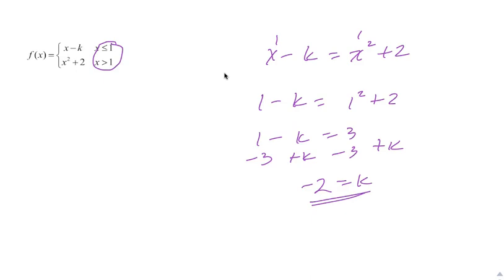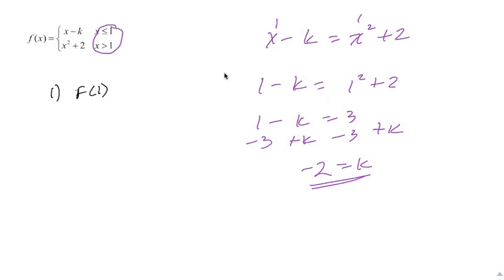Again, if we want, we can double check. So if I did 1, right, does f of 1 exist? We use the one with the equal to sign, which would be x minus k. And then we sub in our values. So for x, we're going to plug in 1. And for k, we're going to sub in negative 2. So I get 1 plus 2, which is 3. So that's our value. Does the limit exist?